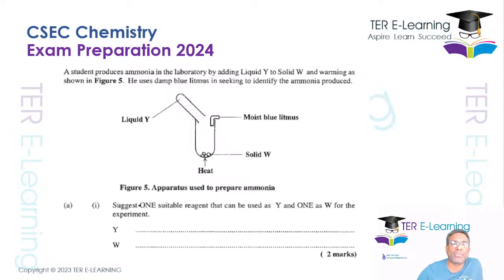All right, I have a question here. A student produces ammonia in the lab by adding liquid Y to solid W and warming as shown. He uses damp blue litmus in seeking the identity of ammonia produced. So he's trying to produce ammonia. What your syllabus says is that you need to know how to produce ammonia gas. So you need an ammonium salt. So the solid W here, I will say that salt is ammonium chloride.